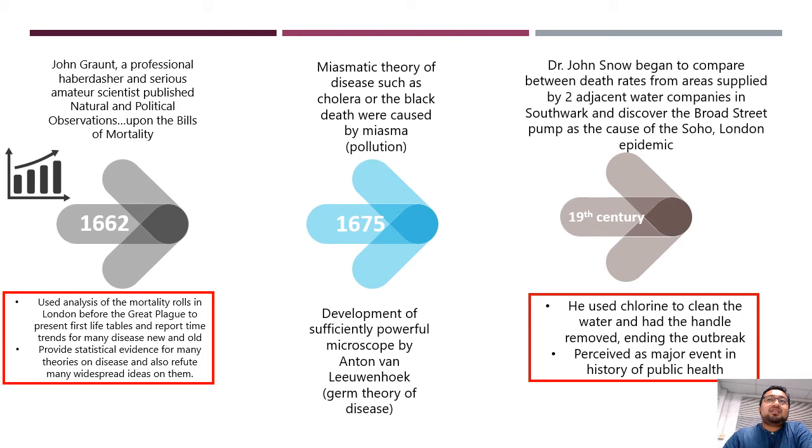So in the 19th century, Dr. John Snow, very famously, began to compare death rates from areas supplied by two adjacent water companies in Southwark and discovered the Broad Street pump as the cause of the Soho London epidemic. So dalam kes ni, kalau kita belajar epidemiology, Dr. John Snow ni, it is a very popular figure. Kita kiranya berkembang ilmu epidemiologi ni adalah in 19th century ni.